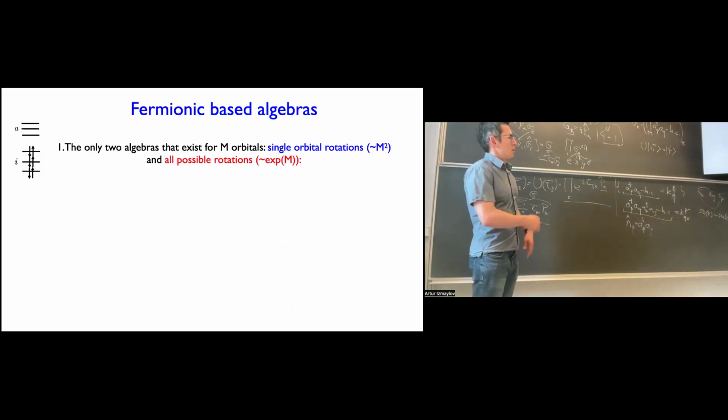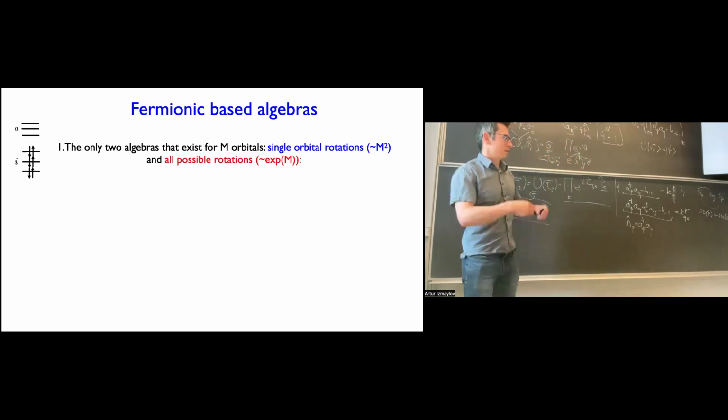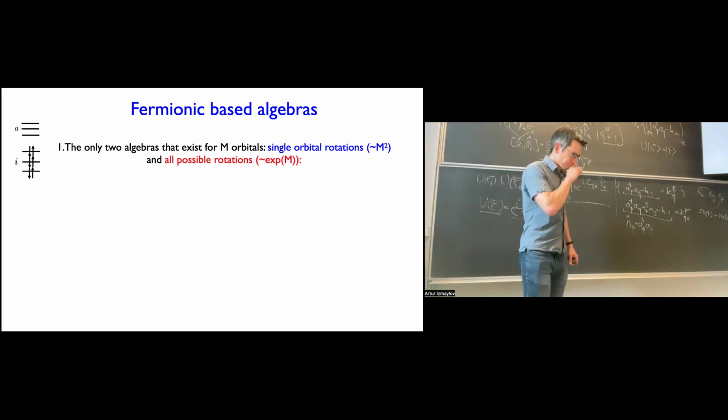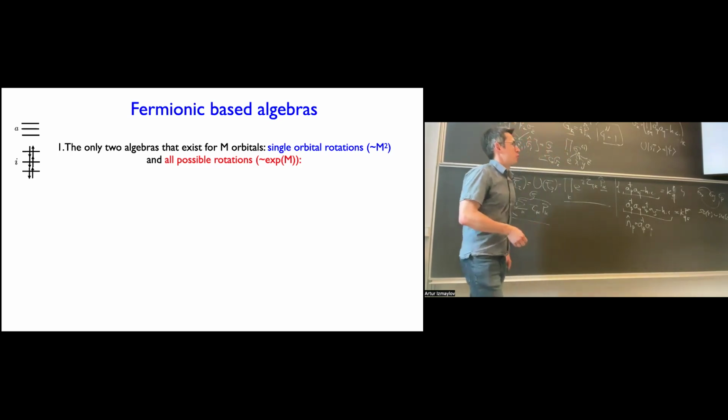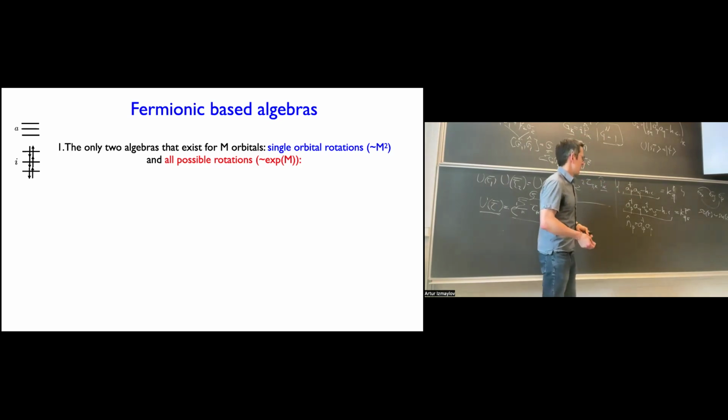Okay, so now here I wanted to say a few words about the kind of fermionic algebras that are available in general. Unfortunately, there are not so many. I already said that single particle excitations form a Lie algebra that we could use for the orbital rotations.